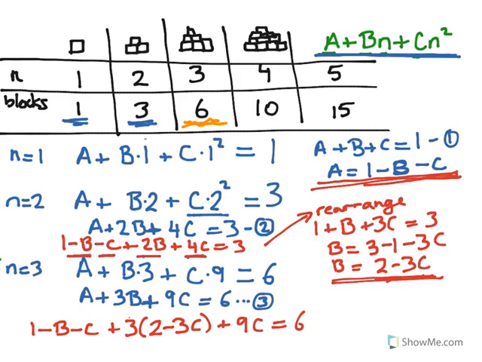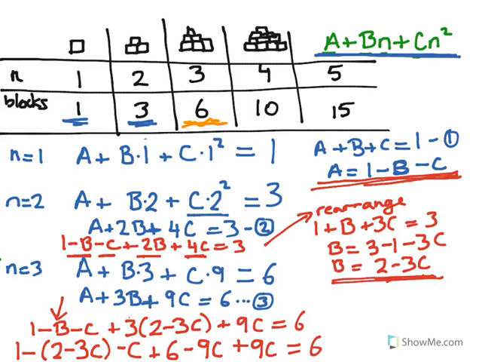Now I've got an equation with only b's and c's in, so I actually need to do something with this minus b as well. I need to put that b equals 2 minus 3c. So I need to rewrite this equation, and I'm desperately running out of space here. Let's see if we can squeeze it in down here. So I would get 1 minus b, which I know is 2 minus 3c, minus c, and let's expand these brackets. 3 times 2 is 6. 3 times minus 3c will be minus 9c, plus 9c equals 6.